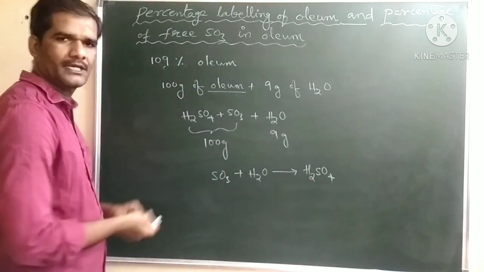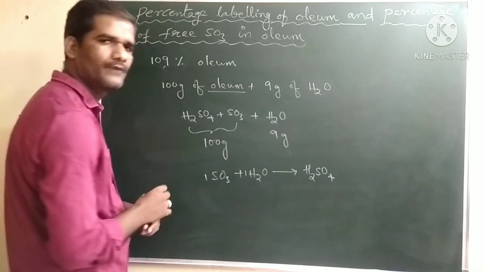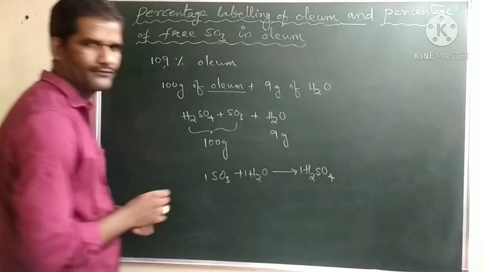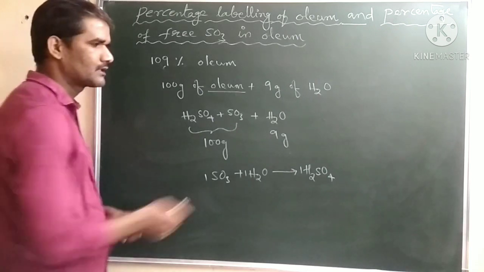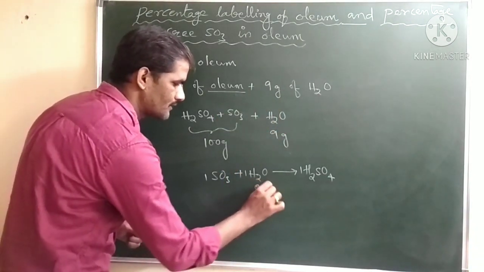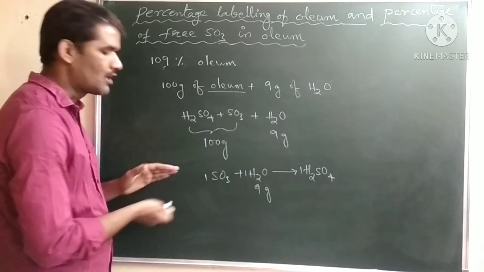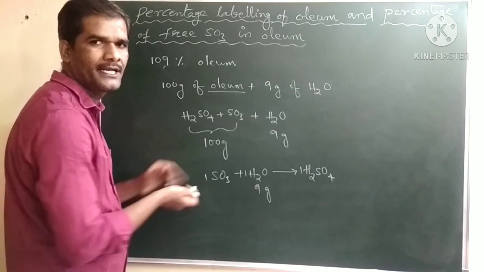So according to the stoichiometric equation here, 1 mole of SO3 will react with 1 mole of water and form 1 mole of sulfuric acid. But they give the amount of water taken: 9 grams. So 9 grams of water is completely reacting. Means how much SO3 should be present here?